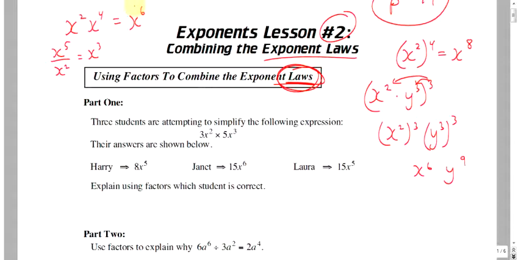We're going to get some negative exponents. Okay? But don't worry, that's not till tomorrow.